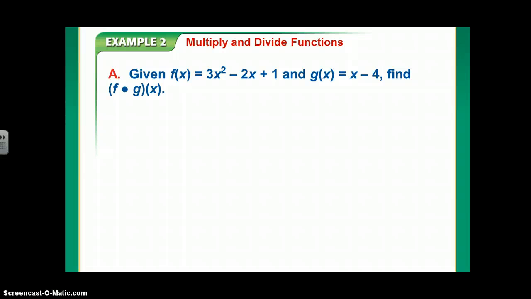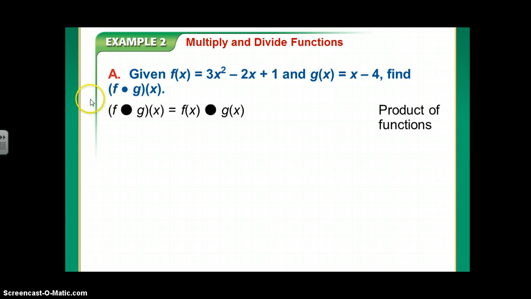Okay, next examples. Given f of x equals that and g of x equals that, find f times, notice how this is very filled in, it's a closed circle, f times g of x. Looking at your table, that's just f of x times g of x. Okay, really emphasizing that filled in circle. So do f of x times g of x.